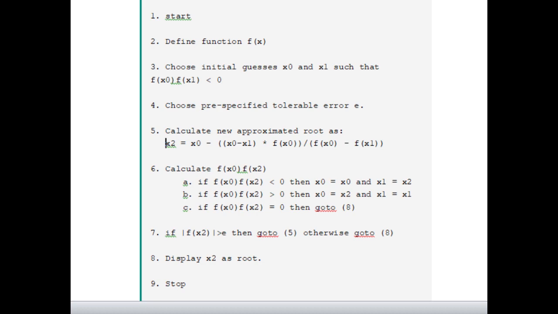Then calculate f of x0 times f of x2. If the absolute value of f of x2 is more than e, then go to step 5. Otherwise, go to step 8, which is to display x2 as the root.